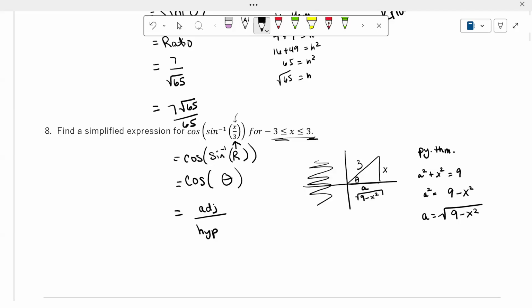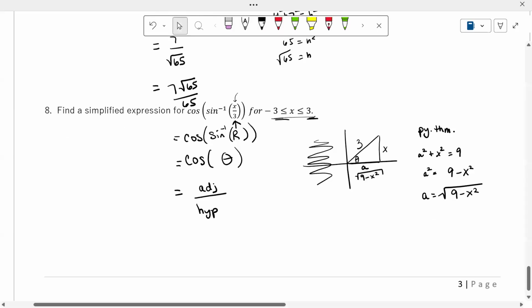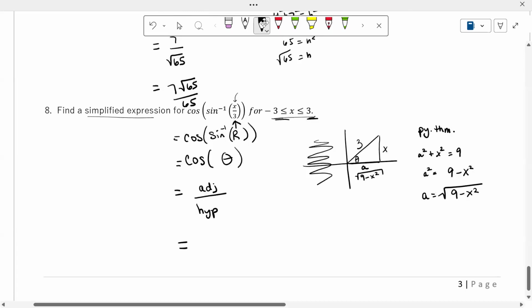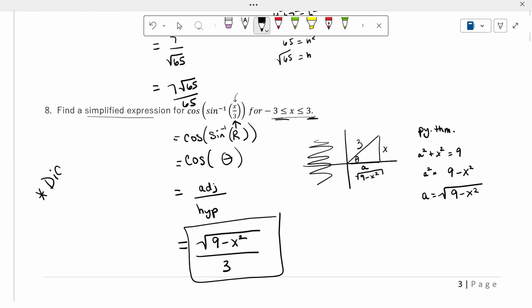Okay? I didn't need to know the angle. I just need to know how to simplify, and it's going to be an algebraic expression, which is the adjacent leg, which is ugly, but it is what it is, the square root of 9 minus x squared, over the hypotenuse, 3. We did not need to know theta to finish the problem. Okay? That actually concludes this section.